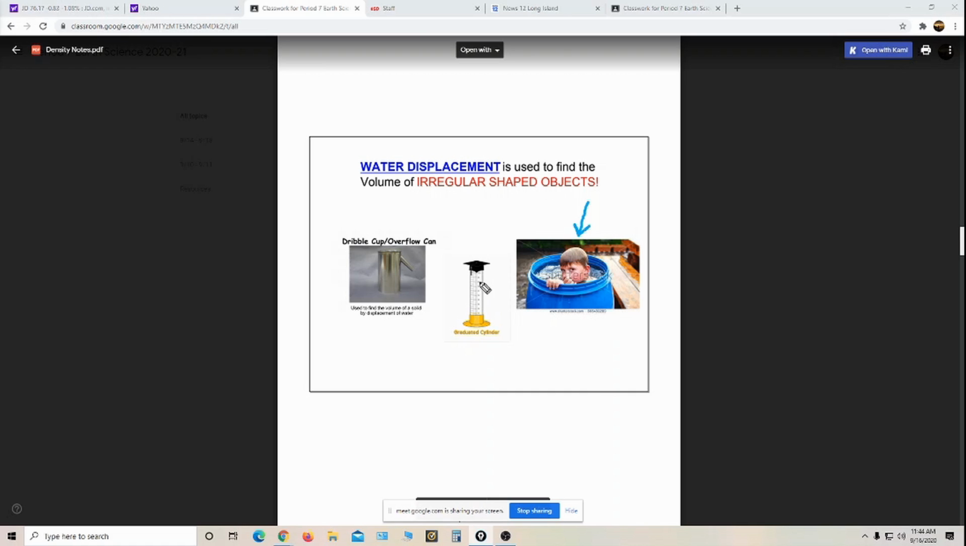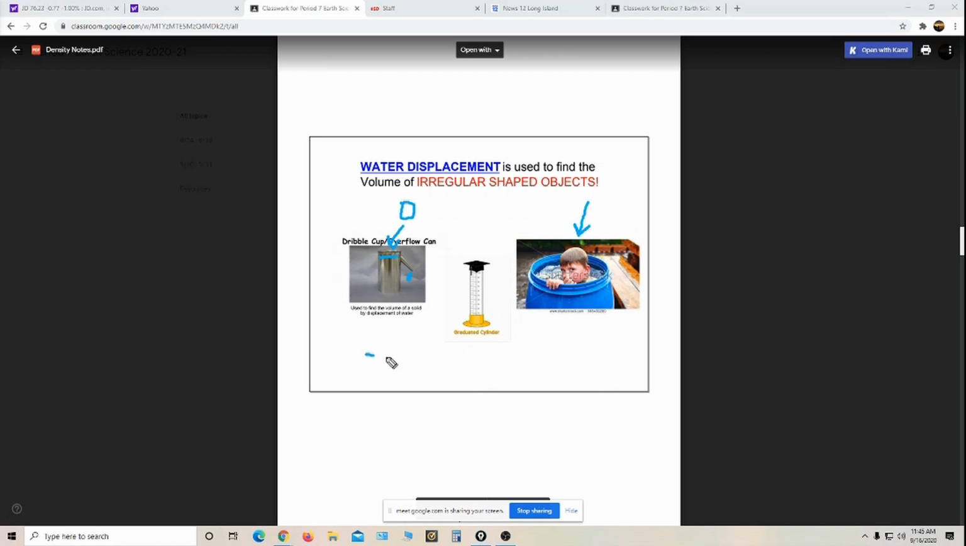Most things don't fit in a graduated cylinder, so we use something called a dribble cup. With the dribble cup, you fill it with water up to there, and the water starts to dribble out. Once it stops dripping out, it's perfectly level with this spout. Then you take an object, throw it in there, the water level goes up, the water comes out, and you catch it in the graduated cylinder.